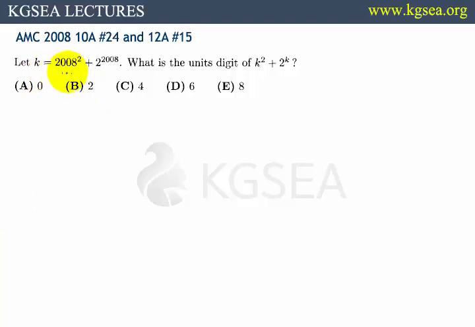Let k be 2008 to the second power plus 2 to the 2008th power. This is a huge number. This is more than the number of atoms in the universe. Okay, what is the unit digit of this? If you look at it, oh, it's symmetric. K seems to be 2008.